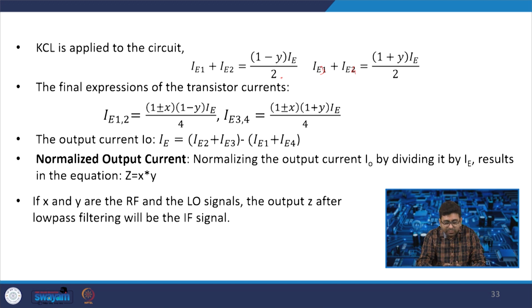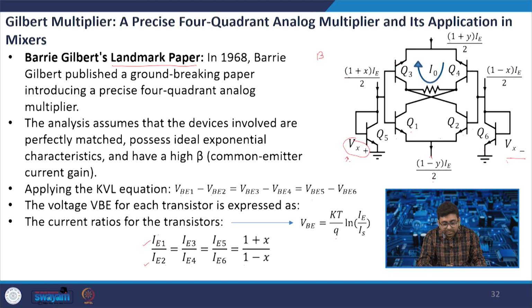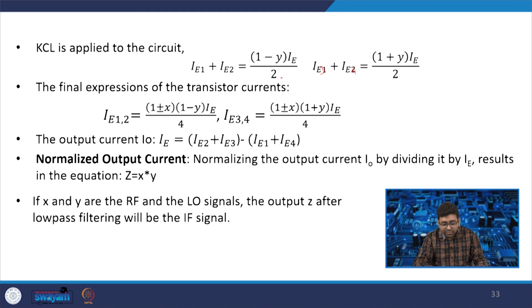Now, the final expression of the transistor, which is I_e1,2. So, what will happen here is that this current is also multiplied with this current, which is (1 plus y) into (1 plus x) and (1 minus y) into (1 plus x). So, 1 plus or minus x is multiplied with (1 minus y) I_e by 4.